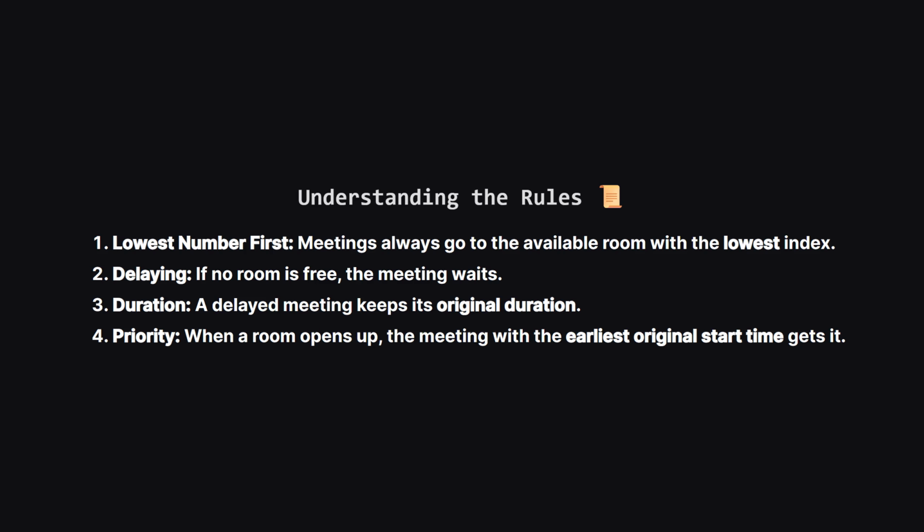Before we code, we need to completely understand the rules, because this is where the complexity comes from. First, if multiple rooms are free, we always pick the one with the smallest room number. Second, if all rooms are busy, the meeting gets delayed until a room frees up. Crucially, the meeting duration stays the same, so if a meeting was supposed to be 1 hour long, it will still be 1 hour long, even if it starts 3 hours late. And finally, we process meetings based on their original start times.